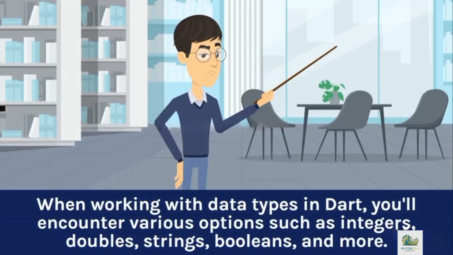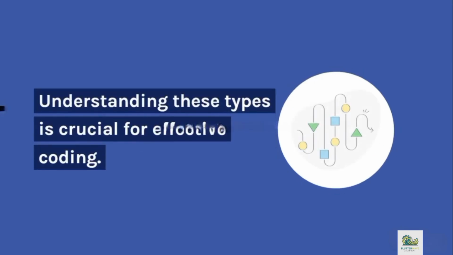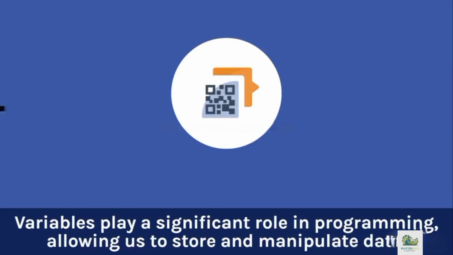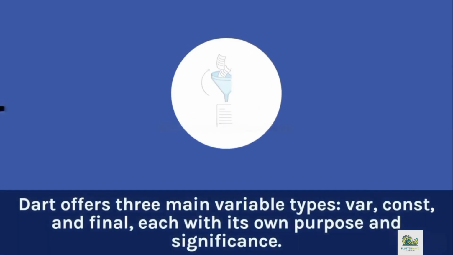When working with data types in Dart, you'll encounter various options such as integers, doubles, strings, booleans, and more. Understanding these types is crucial for effective coding. Variables play a significant role in programming, allowing us to store and manipulate data. Dart offers three main variable types: var, const, and final, each with its own purpose and significance.